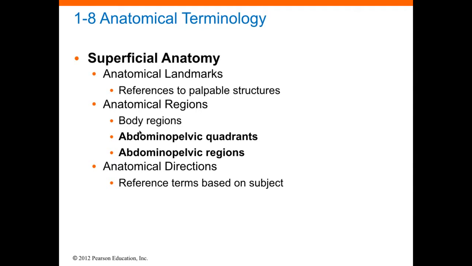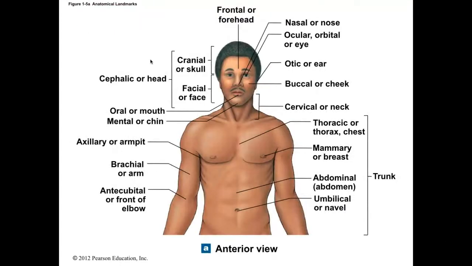In terms of anatomical landmarks, we can break these down into certain structures that are palpable, meaning you can touch and feel these areas, these landmarks. We'll talk about certain anatomical regions, certain body regions. We'll also focus on the 4 abdominal quadrants, and we'll talk about the 9 abdominopelvic regions. We'll also get into anatomical directional terms. So let's look at some of these anatomical regions first.